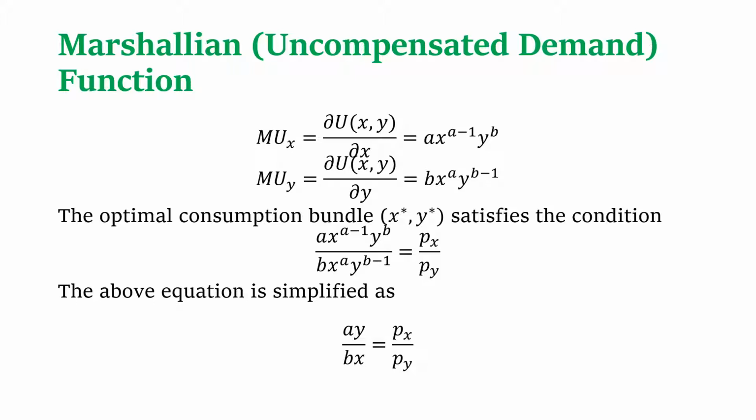Remember, I told you when you subtract 1 from a, you're going to have x to the minus 1, right? So x to the minus 1 is the same as 1 over x. So that's how we got this one, 1 over x. 1 over x times a over b multiplied by y is the same as ay over bx. And that is equal to px over py, right?